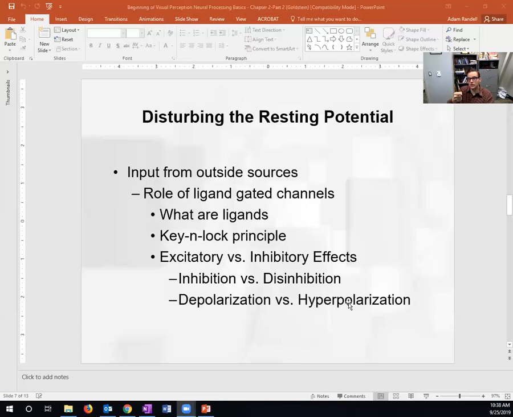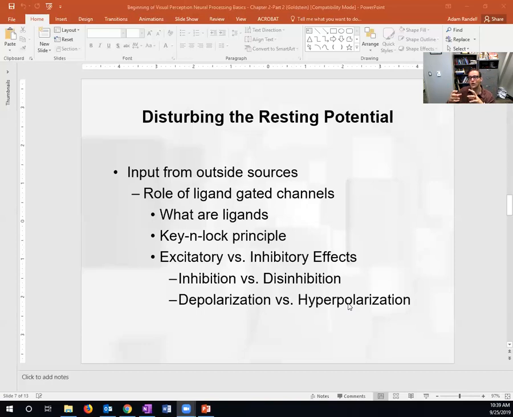Okay, so let's go back to the ligand-gated channels. Those operate on a key and lock principle, meaning that only when the molecule with the right shape comes along and connects to the receptor that gates the channel will that channel open. When that happens, the channel will open and it can let sodium in, and sodium's a positively charged ion. Well, if sodium comes in, a positively charged ion comes in, what's it going to do to a charge of negative 70 millivolts?